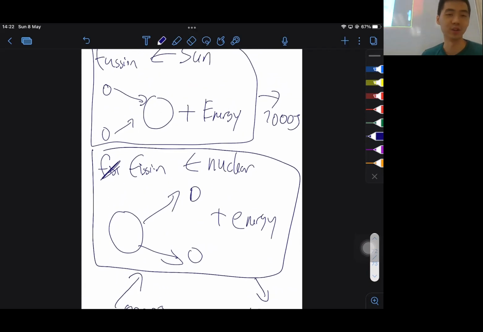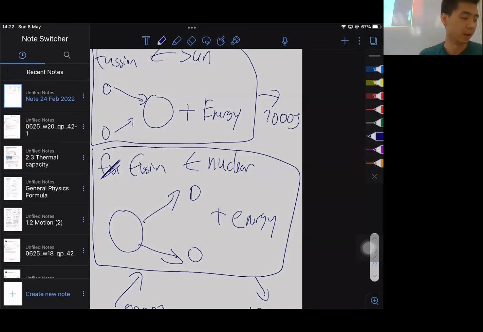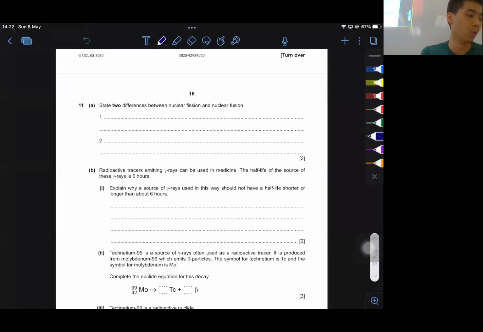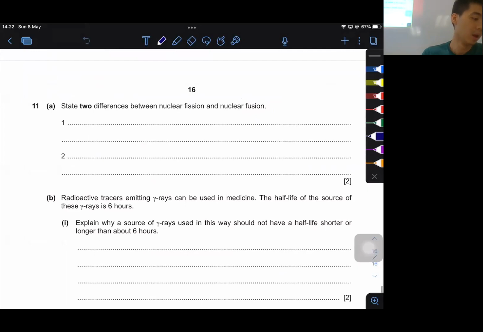But yeah, this is essentially what's going on, guys. So if you're asked this kind of question, just state two differences between nuclear fusion and nuclear fission. You can write any one, right? You can say that fusion is the combination of two nuclei into a larger nucleus. Fission is the separation. You can say that fusion produces much more energy than fission. You can say a lot of things, but let's stick to the basic ones.